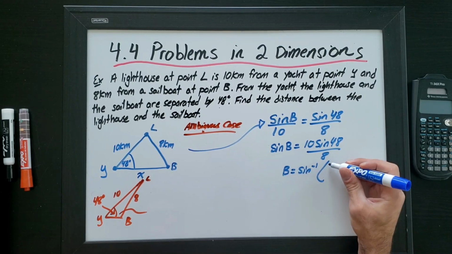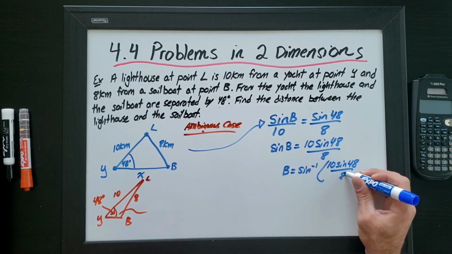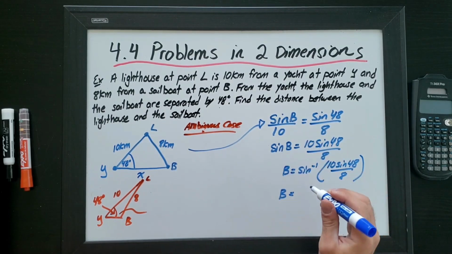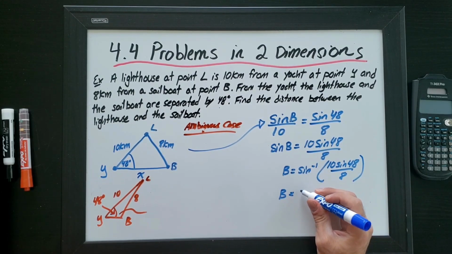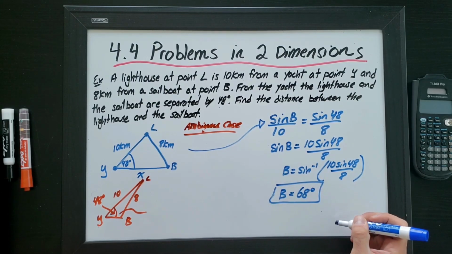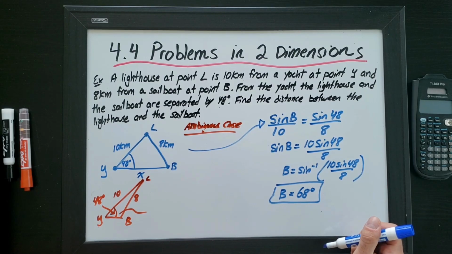Right? I don't want to put this in my calculator yet because I only like to pick my calculator up once. Okay, so I'm going to put that in my calculator, find sine -1 of that, and I'm going to get approximately 68 degrees. That's a very key angle. That's going to be angle B right there for the blue diagram.